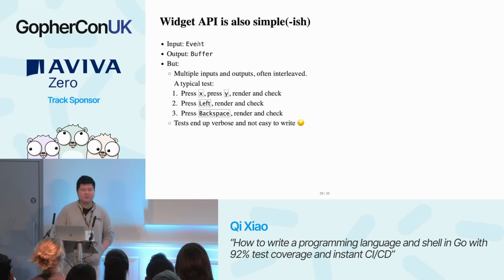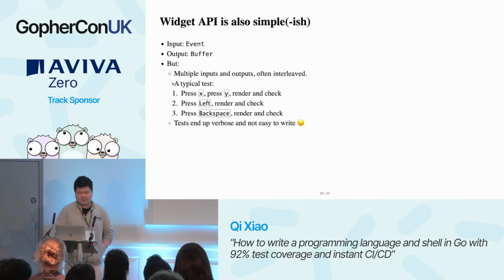Because the input is just events, and for our purpose, we just think of them as keys. And the output is a buffer. But the thing that makes it a little bit more complex, that's why there's "ish" in parentheses, is that when we are testing a widget, we often have multiple inputs and outputs, and they're often interleaved.